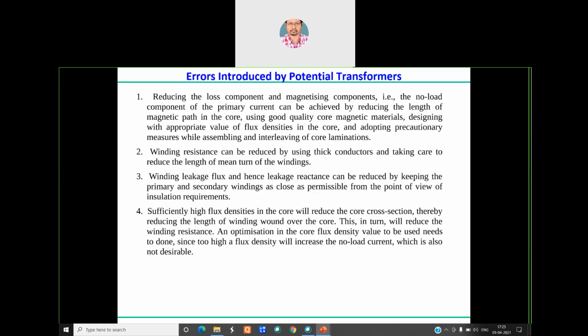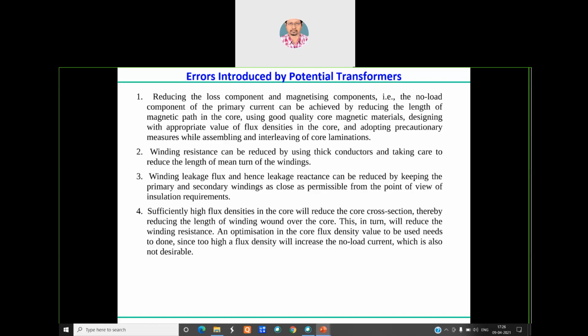The no-load component of the primary current can be reduced by reducing the length of the magnetic path of the core. So this length should be as small as possible. If you increase the distance between the primary and secondary, remember it will add more errors, more magnetizing current. Along with that, the connecting wire length should be as short as required. And number two, you should use a good quality core magnetizing material, so that you can reduce these errors.